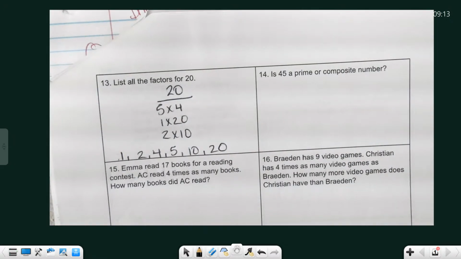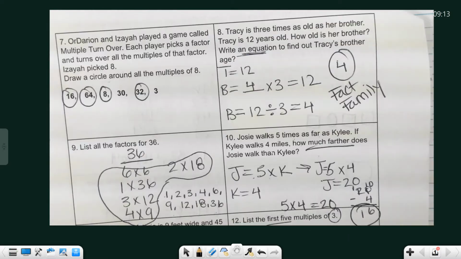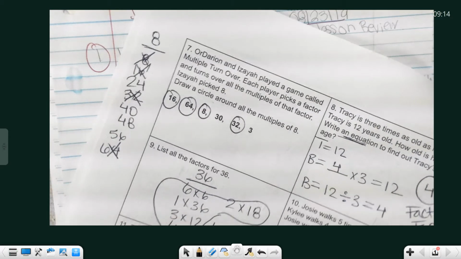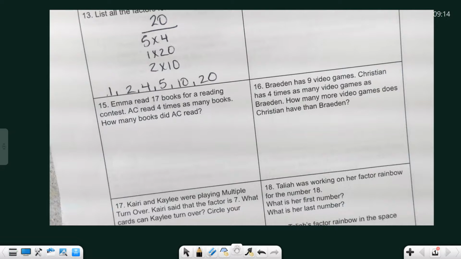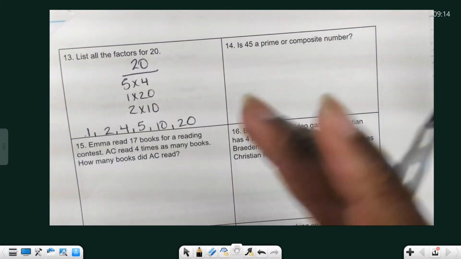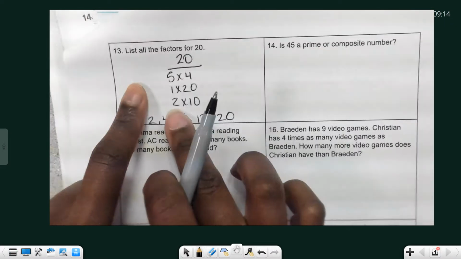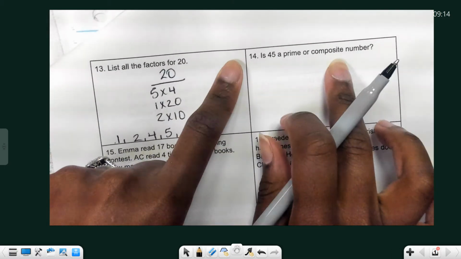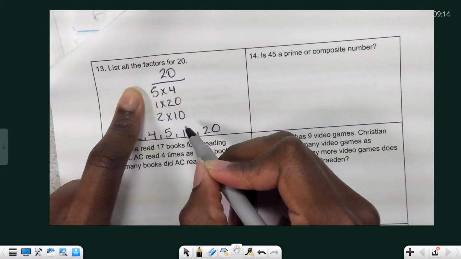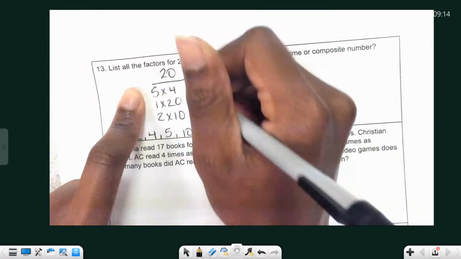Look at 14. Is 45 a prime or composite number? Now, if I'm not mistaken, didn't we do 45? Yes, ma'am. It was on the one when you did. It's the same thing. I thought we did it already, but we talked about 45. So let's go. You know how to do this. Same process. When you're listing factors, that's how you're going to determine if a number is prime or composite. 20 is what? Composite.